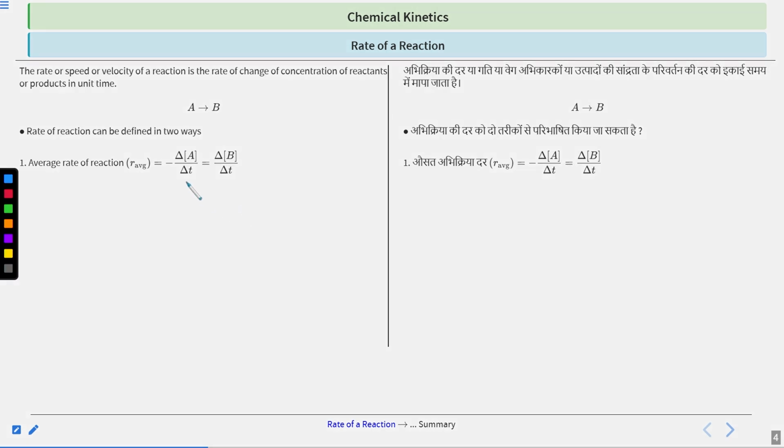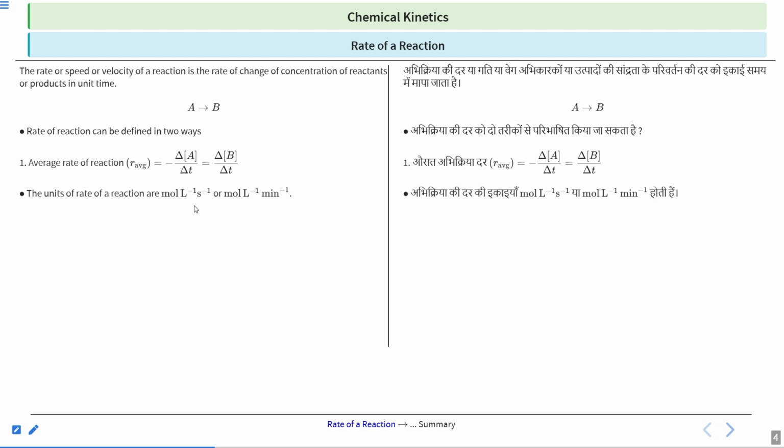Now moving on to the next thing. Similarly, in terms of product we can write the same thing, that is delta B by delta T. Now why are we calling it the average rate of reaction? In average rate of reaction, it should be noted that we are using the delta word. The delta word is a kind of change, but this change refers to a larger change. So we use the term delta for that. We are observing our reaction for a longer interval of time, so for that case the average rate of reaction is used.